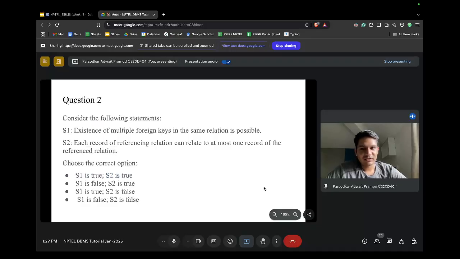Moving to question 2, you're given two statements. Statement 1 states that the existence of multiple foreign keys in the same relation is possible. And the second statement is that each record of the referencing relation can relate to at most one record of the referenced relation. You need to identify whether S1 is true and whether S2 is true.